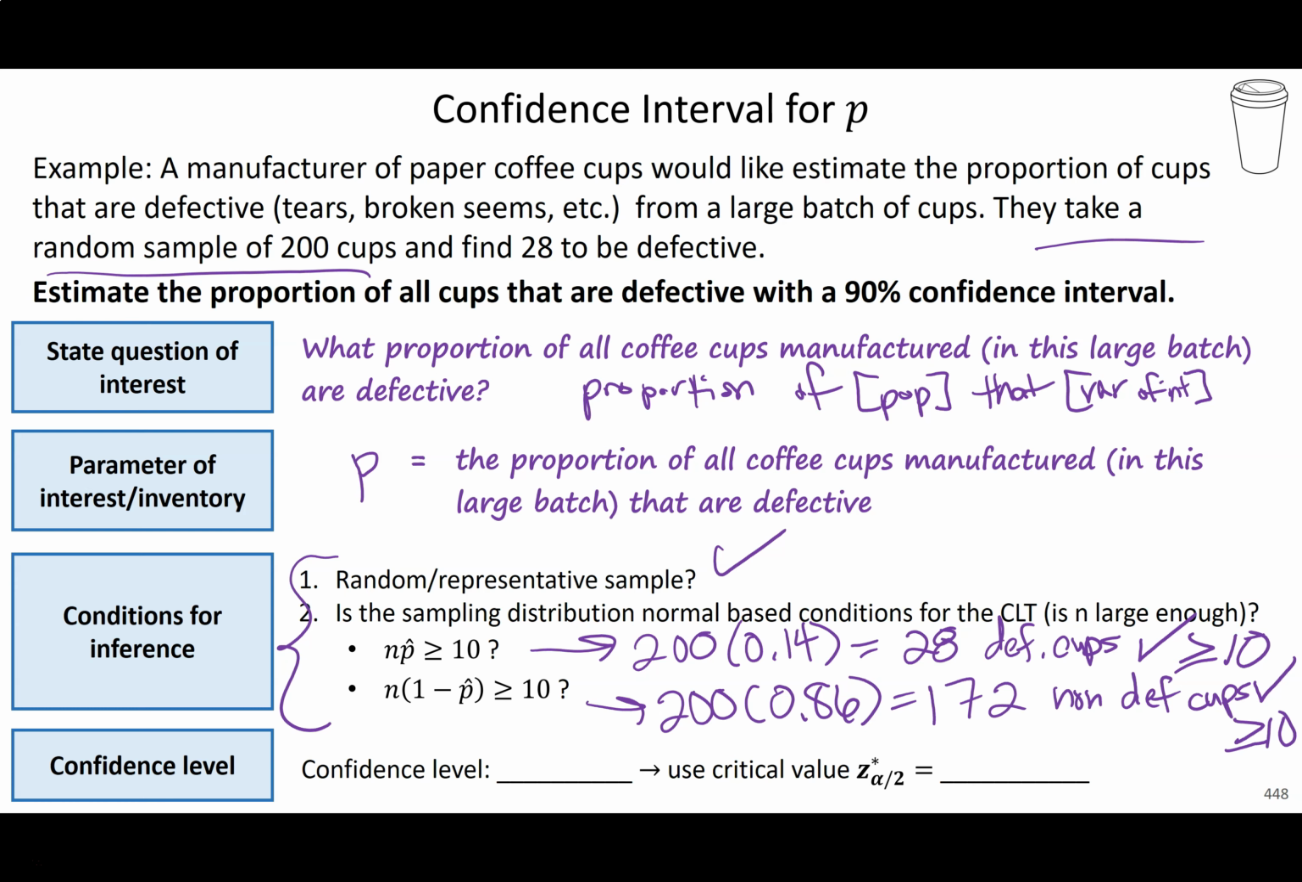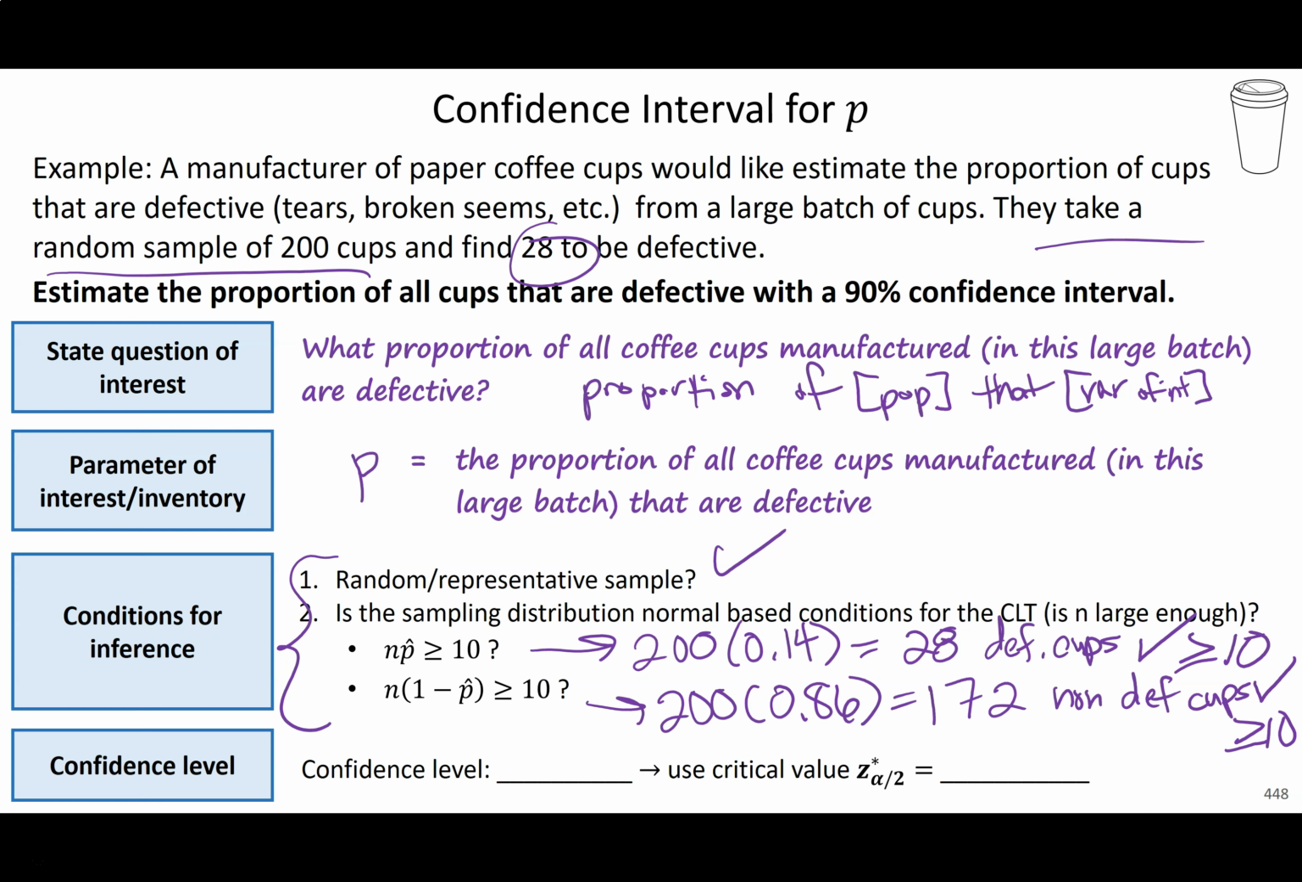It will be different for hypothesis tests. It will be a little different. So keep that in mind. But for here, I could say, oh yeah, I saw 28 defective ones, and I saw at least 10 not defective ones, so I'm good. I could have done that.